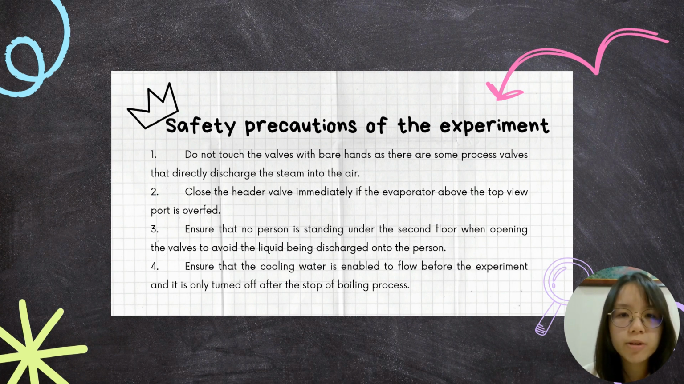Ensure that no person is standing under the second floor when opening the valve to avoid the liquid being discharged onto the person. Ensure that the cooling water is enabled to flow before the experiment, and it is only turned off after the stop of boiling process.